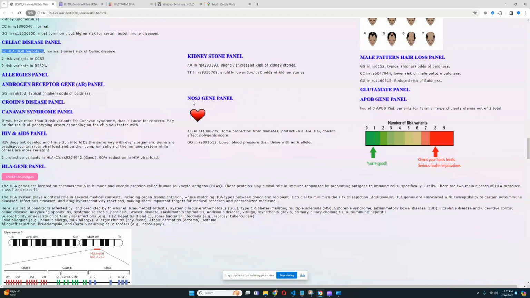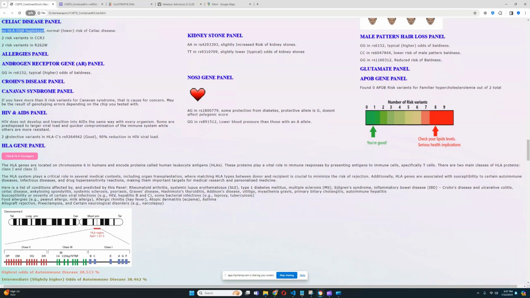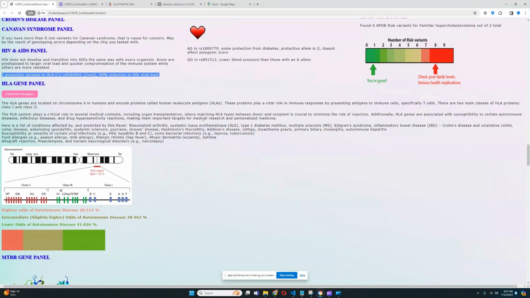Canavan syndrome, nothing was found. Crohn's disease, nothing was found. This one we can ignore. For the HIV and AIDS panel, he's got 2 protective variants in HLA-C here, which leads to a 90% reduction in HIV viral load. So it looks like he does have the protective variants in HLA-C, which leads to a significant reduction in HIV viral load. So he's quite protected from HIV. Really good to see that.